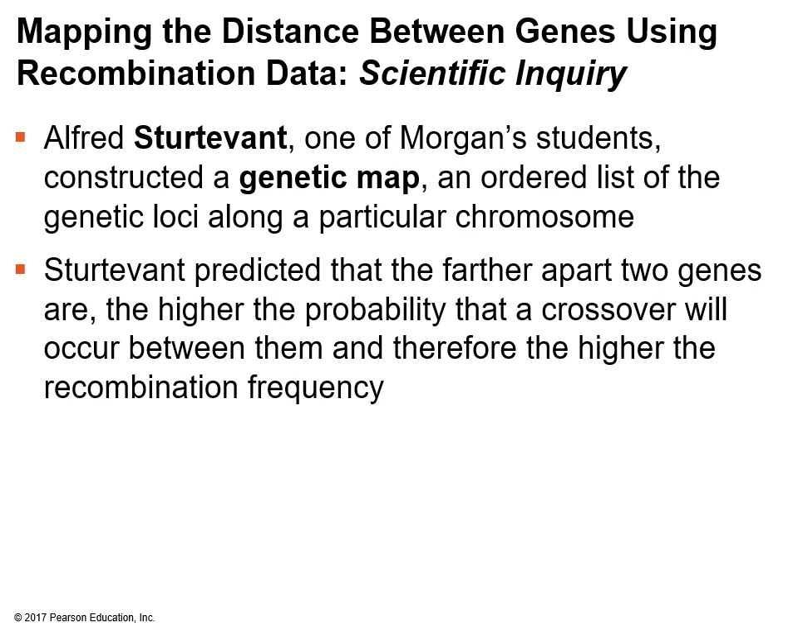Alfred Sturtevant, one of Morgan's students, constructed a genetic map, an ordered list of the genetic loci along a particular chromosome. And remember, loci is going to be where the gene is located on the chromosome. Sturtevant predicted that the farther apart two genes are, the higher the probability that a crossover will occur between them, and therefore the higher the recombination frequency.